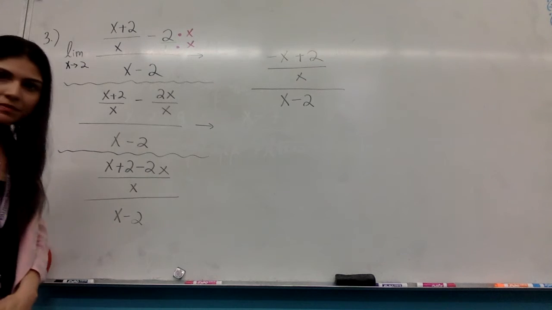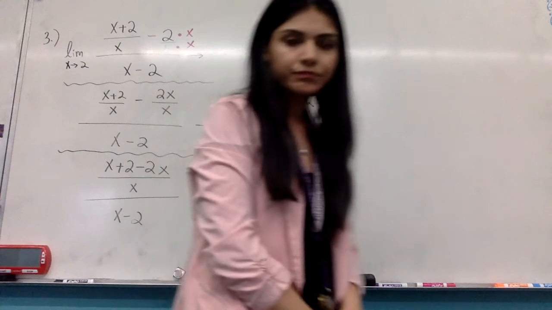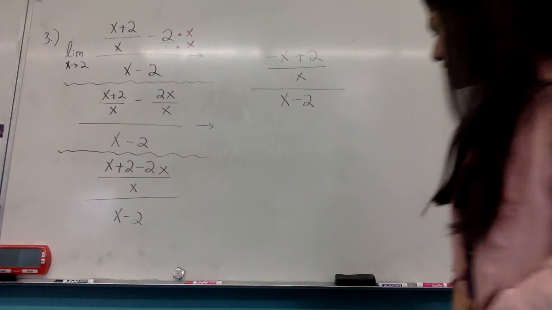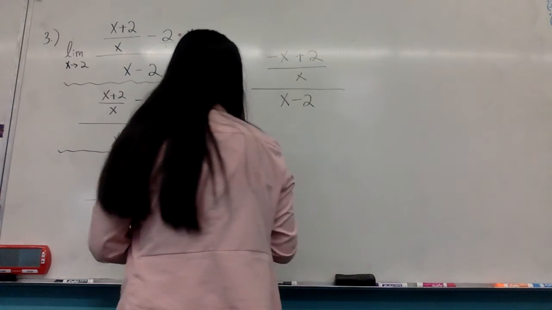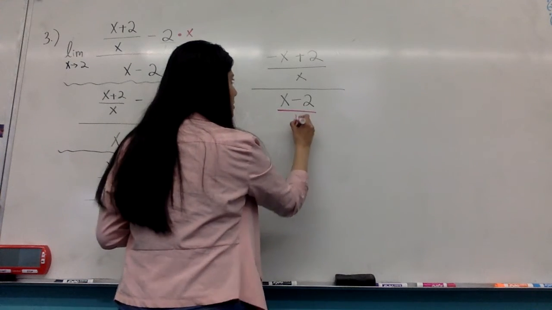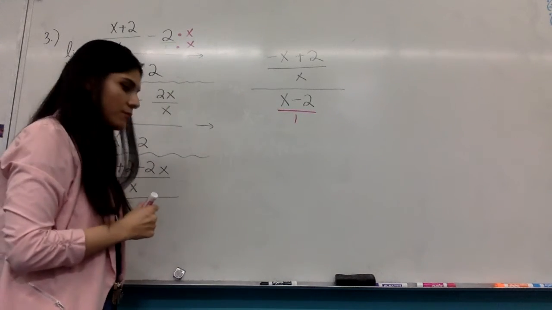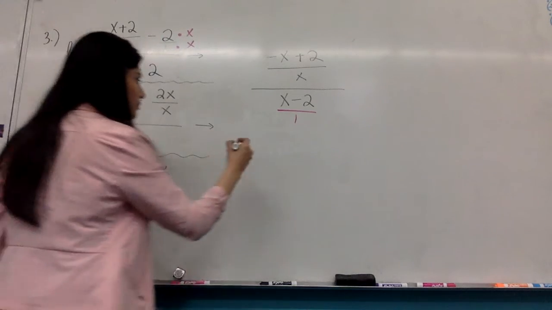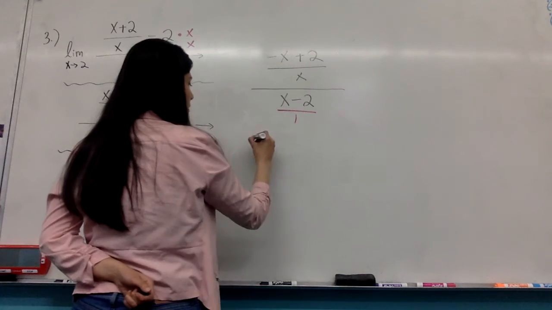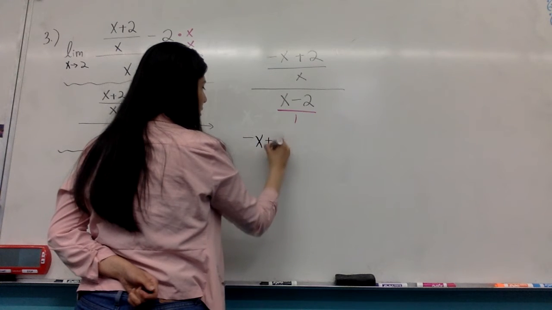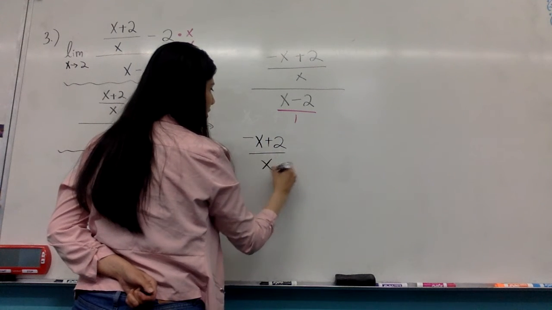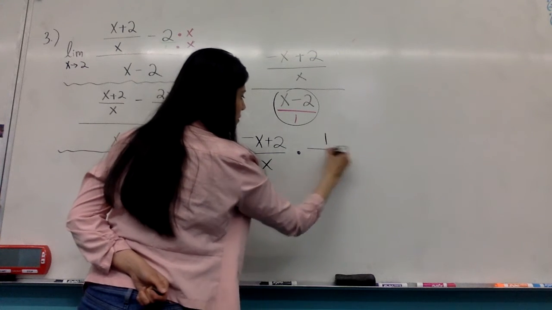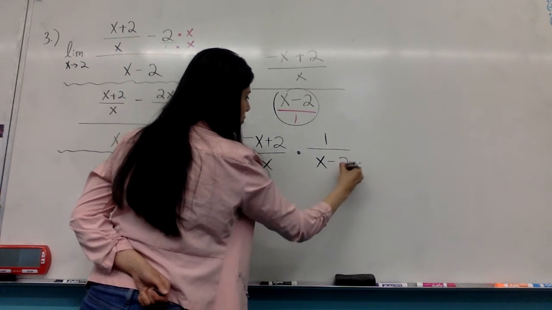Now this next step is a little bit tricky. I'm going to go ahead and use my flip and multiply rule actually first, and then I'll show you that tricky thing. Let me put this over 1, and then we're going to do the flip and multiply rule. The top stays the same, so it's going to be negative x plus 2 all over x times, and we're going to flip this, 1 over x minus 2.